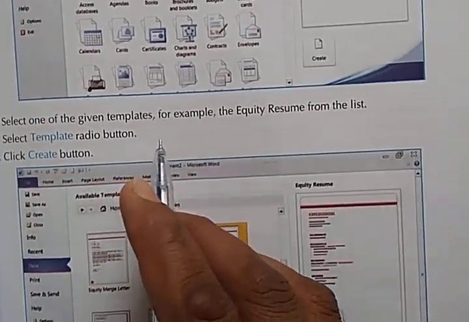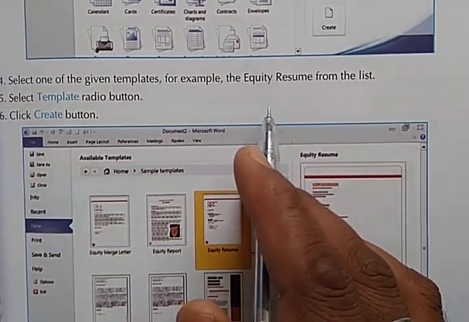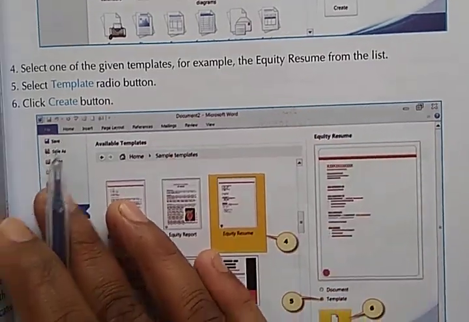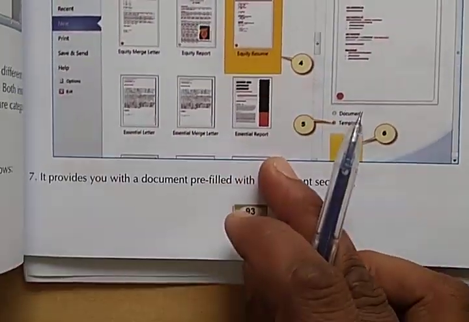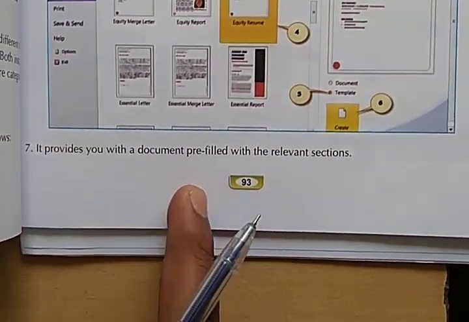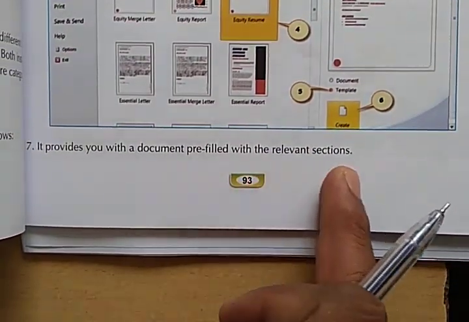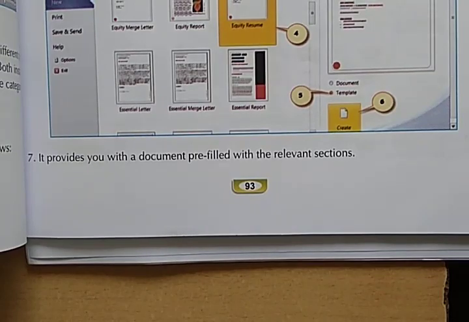Select one of the given templates, for example the Equity Resume, from the list. Select the Templates radio button and click the Create button. It provides you with a document pre-filled with the relevant sections.